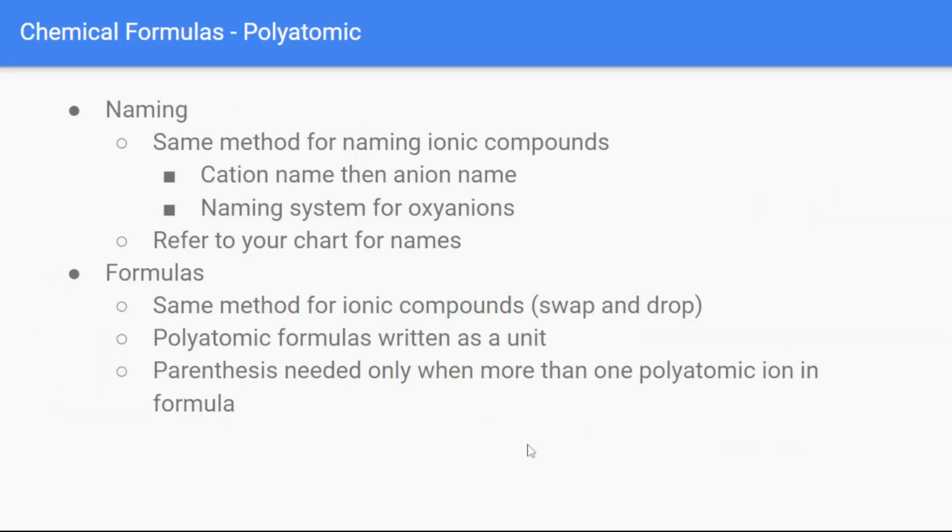When you're naming ionic compounds, you name the cation and then the anion. And then don't forget about the naming system for oxyanions if you have those. Writing formulas, you'll just do swap and drop, and you do not break up the formula for the polyatomic ion. It has to be the same number of each type of element. And then sometimes you need parentheses if there's more than one polyatomic ion in the formula.